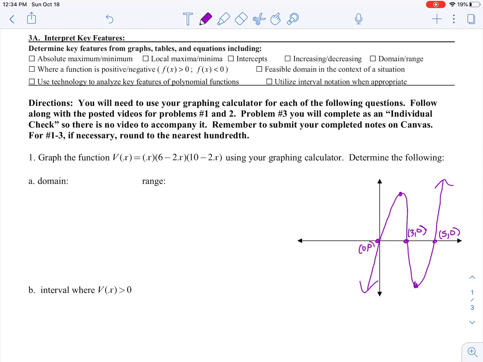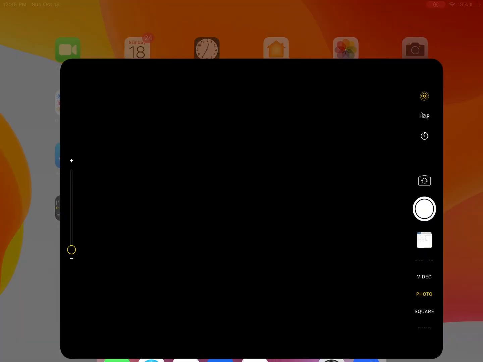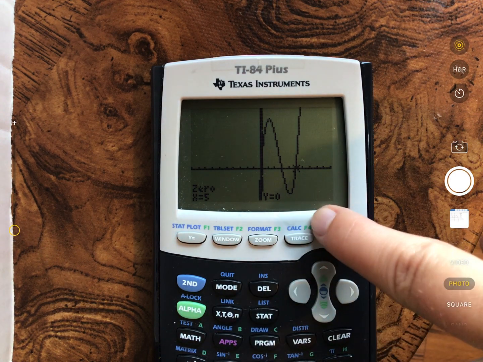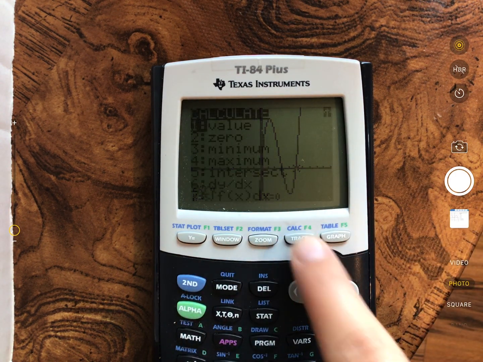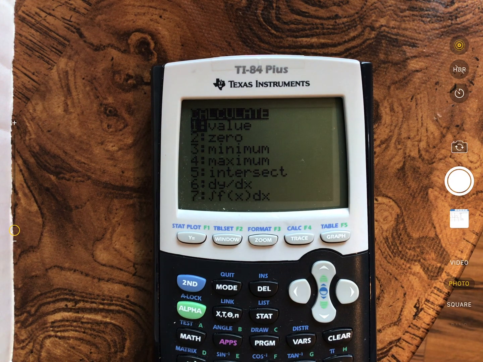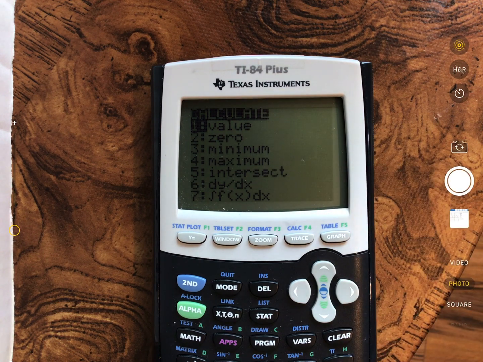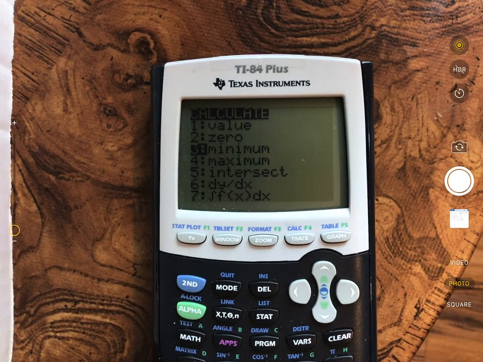Now, I still do want to find my local minimum and my local maximum. So I'm going to go back into my calculator to complete my sketch. So here's my calculator. I'm going to go back into that same calculate menu, second calculate. Okay, and I see that I also have the option to find local minimums and local maximums. So it doesn't really matter which one I do first. I just have to make sure that I follow through with what I say. So let's say I do my minimum first.